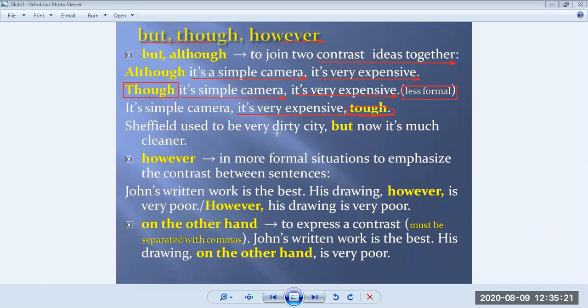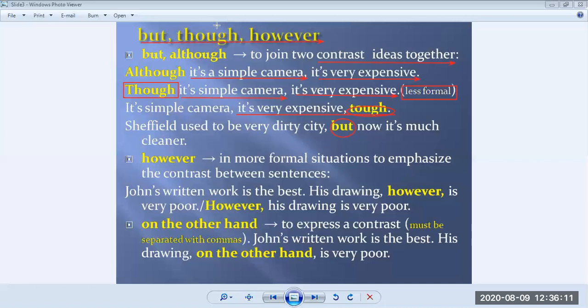Sheffield used to be a very dirty city, but now it is much cleaner. So here, but also brings the contrast idea. You see, it used to be a dirty city, which is dirty, but here the word clean comes, which is a contrasting idea. So though, but, although: to bring up the contrast idea together, you're going to use them. But though is less formal than although, and but is usual, both formal and informal. Although goes at the beginning of the sentence, though goes at the end of the sentence, but goes in between, in the middle of the sentence.